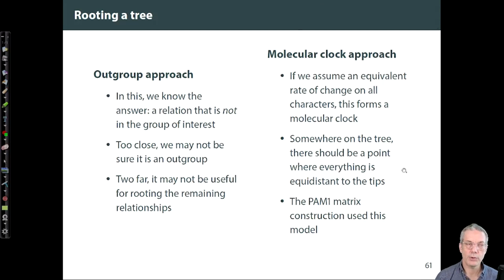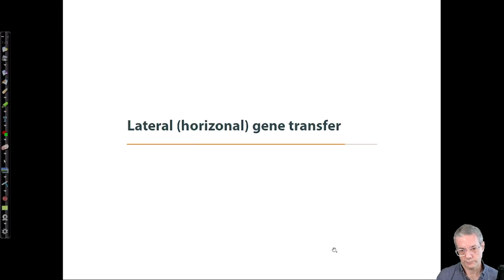The molecular clock approach is what's used in UPGMA, and that makes a very strong assumption that's probably wrong in many cases. That assumption is that the rate of change on all the characters is the same. And that means that there should be a point at the end where everything is equidistant to the tips. Actually, the PAM matrix construction, even though it was parsimony, also used a molecular clock.